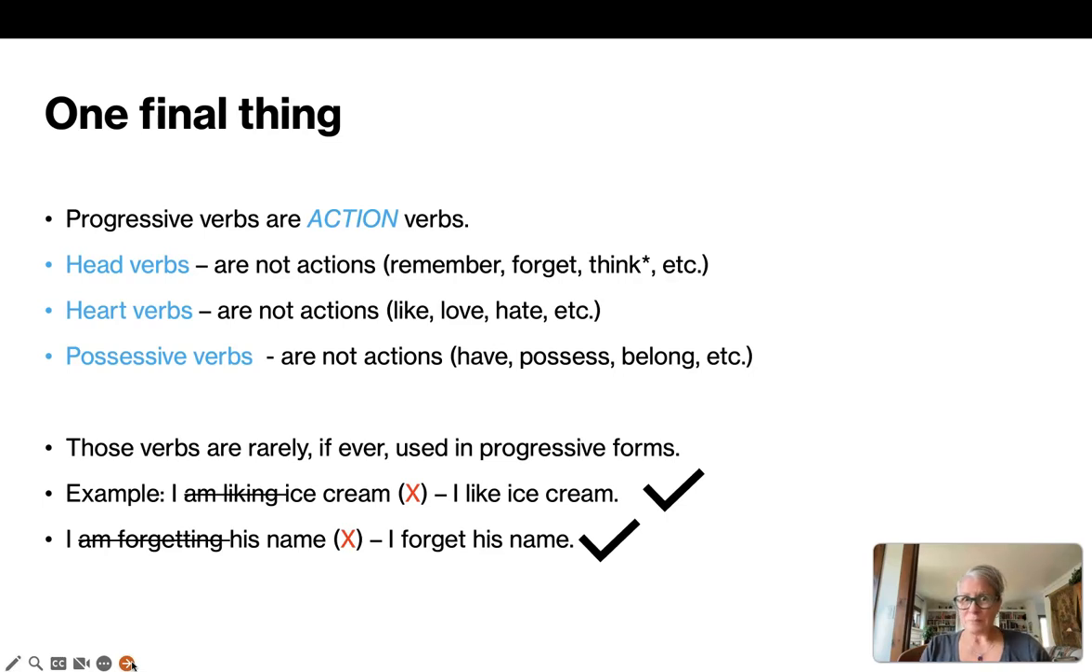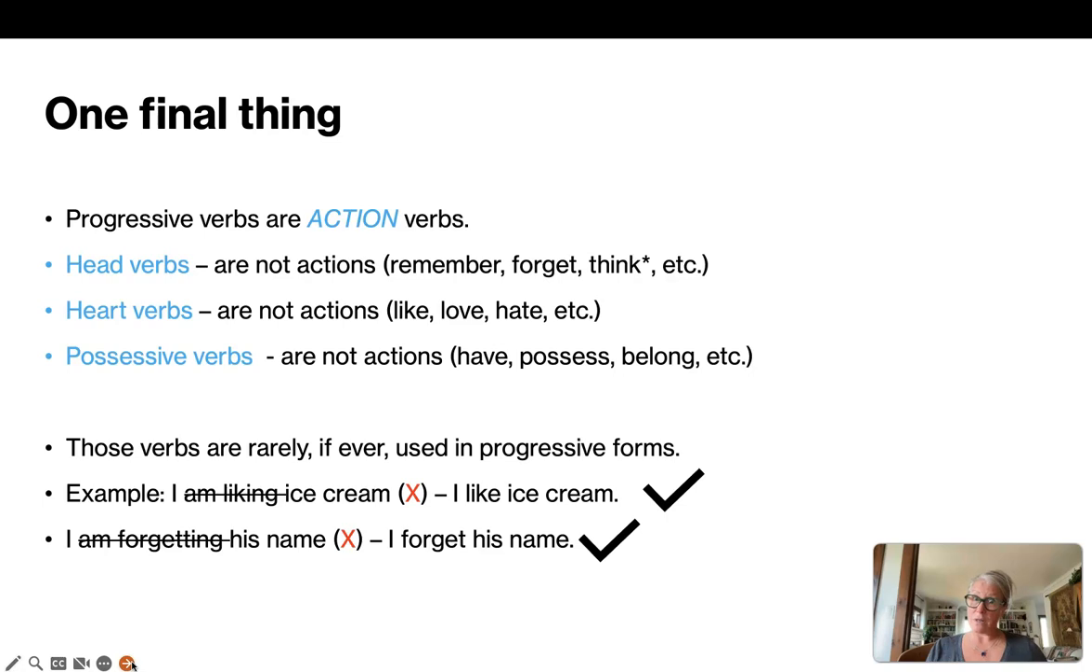One final thing, and this is what is difficult about the difference between the simple present and the present progressive, is that progressive verbs are action verbs. So if the action happens in your head, it's not a true action. Like remember, forget, think when it's your opinion. That's not an action. Heart verbs are not actions. The verb to like, to love, to hate, these are not actions. So normally we cannot use them in a progressive form.